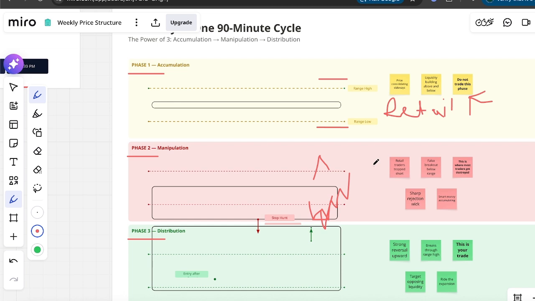This is the manipulation, this is the stop hunt, and it happens every single cycle, from the 30-minute to the 60-minute mark of each cycle. If you've ever been stopped out of a trade like this, that was right in this direction but wrong on timing, you got caught in the manipulation phase.